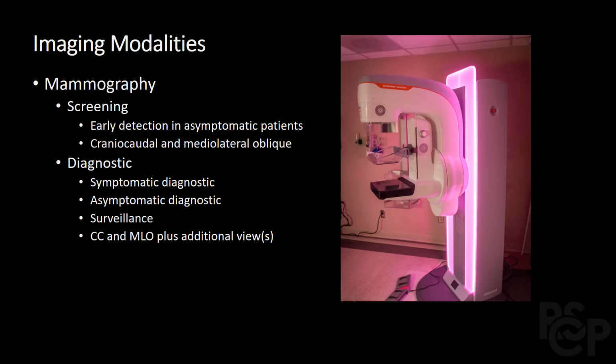Diagnostic mammograms can be performed in symptomatic patients who present with specific breast symptoms such as a palpable lump or nipple discharge. Additionally, asymptomatic patients may be called back from screening mammograms for additional imaging. A third scenario includes patients undergoing surveillance for treated breast cancer. So a diagnostic mammogram involves the craniocaudal and mediolateral oblique views with an additional view, for example, a magnification view of a lumpectomy site or a spot tangential view of a palpable lump.